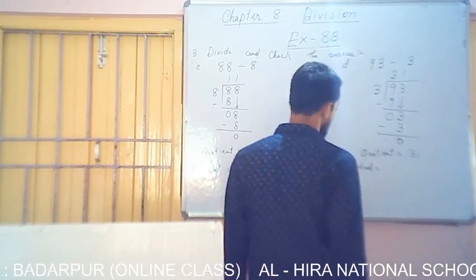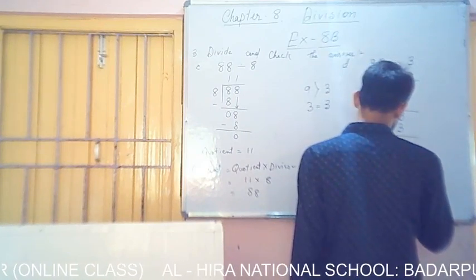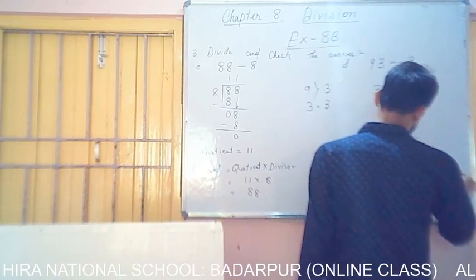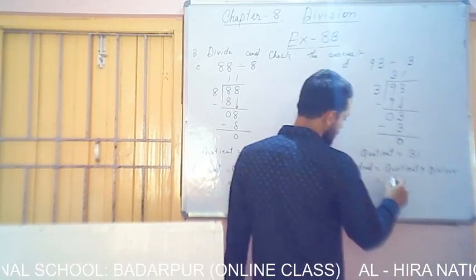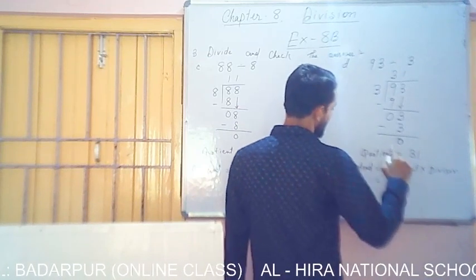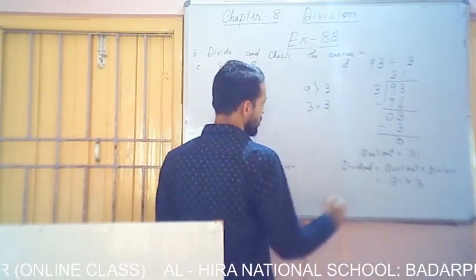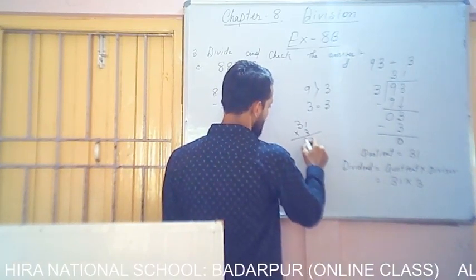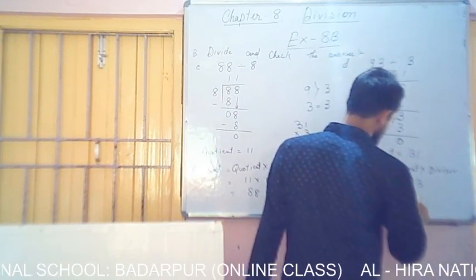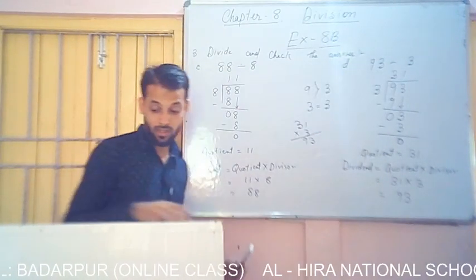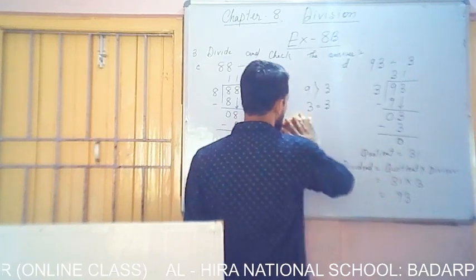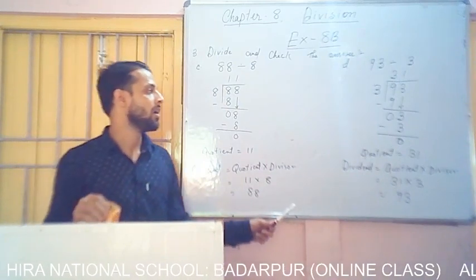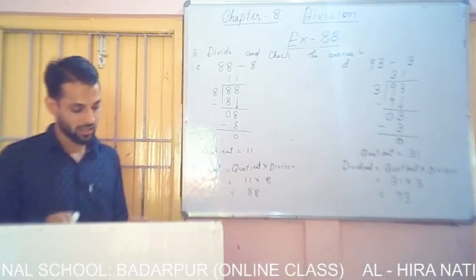Now we have to check whether the answer is correct or not. The quotient is 31. The divisor is 3. If we multiply 31 and 3, 31 multiplied by 3: 3 ones are 3, 3 threes are 9. So the answer is 93. So the result of quotient into divisor is 93, which is equal to the dividend. That means the answer is correct.